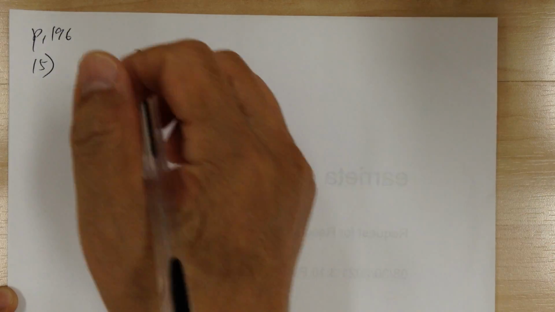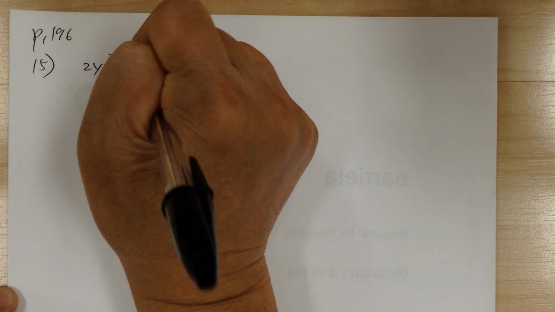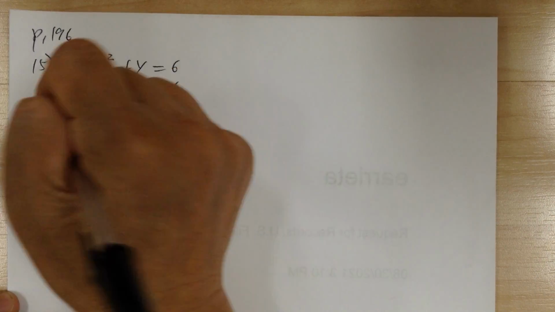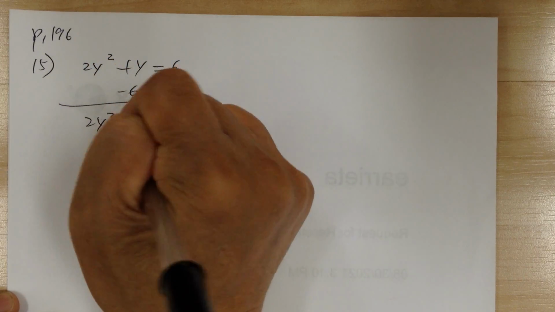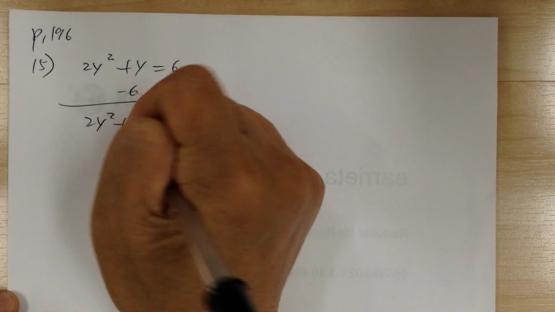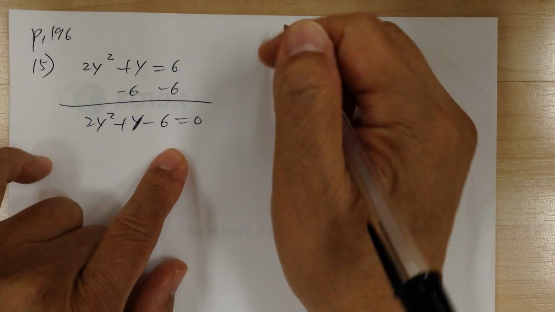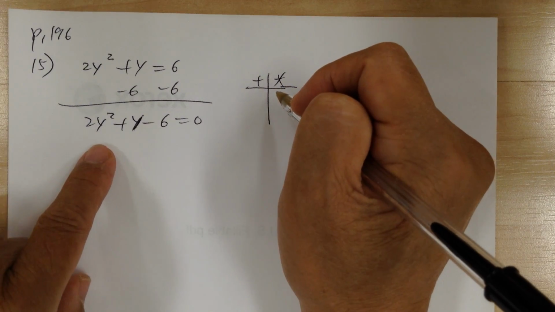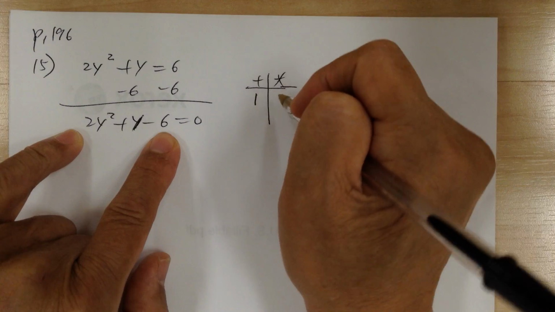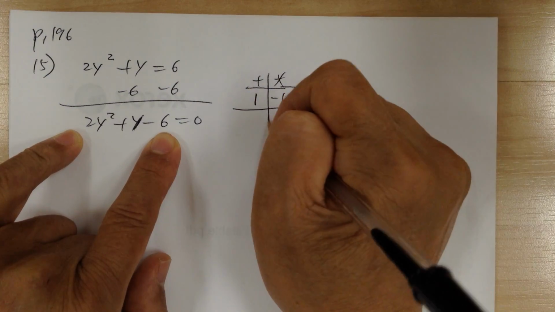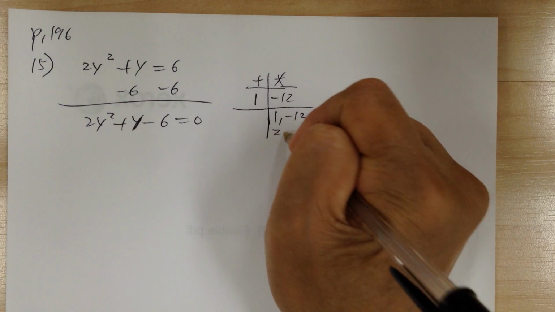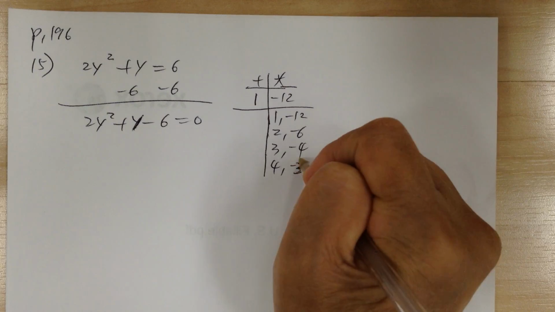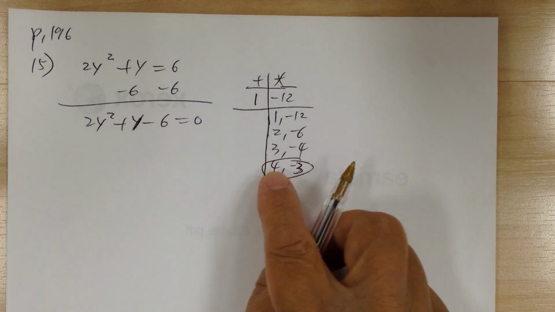Okay, number 15. We have 2y squared plus y equal to 6. So again, first step is to make sure this is equal to 0. So you got 2y squared plus y minus 6 equal to 0. Then next, you have to factor that. So step 1, step 2, step 3, step 4. Okay, so you need to add to get to the 1. You need to multiply to get to -12. Okay, so 1, -12, 2, -6, 3, -4, 4, -3. Okay, so this is the correct one, right? Again, multiply, you get that. Add, you have to get that.